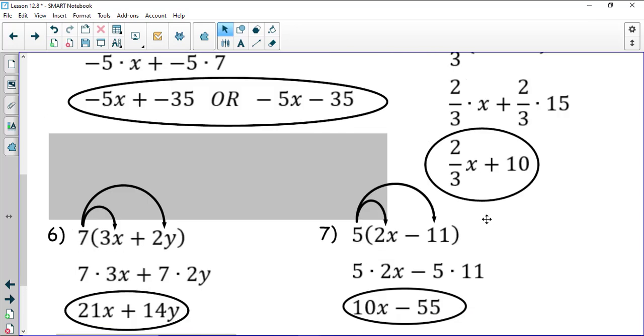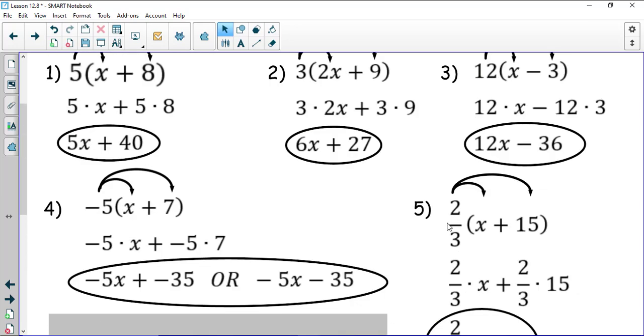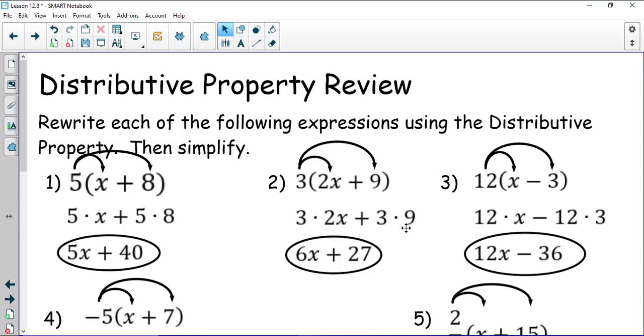All right, hopefully you have enough to get started and complete some distributive property problems. These are, again, really important for other concepts we will do this year, and definitely concepts you're going to see in the future. Thanks for listening.